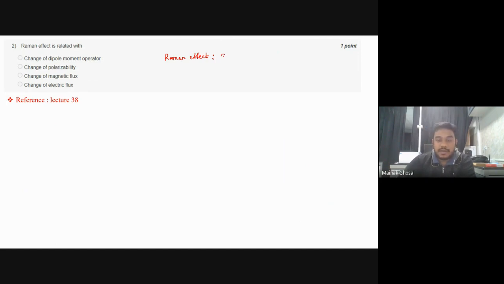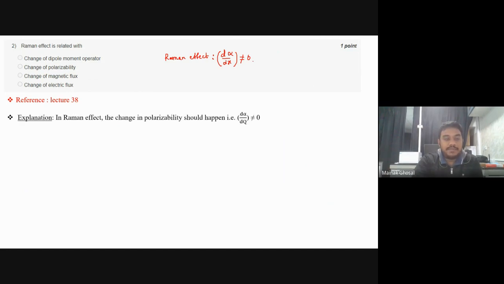So for Raman spectroscopy, the condition is that if I define alpha as the polarizability, then d alpha by dx should not be equal to 0. This condition must be satisfied to have a Raman effect. Molecules that don't satisfy this condition will not show Raman. So the Raman effect is related to the change in polarizability.